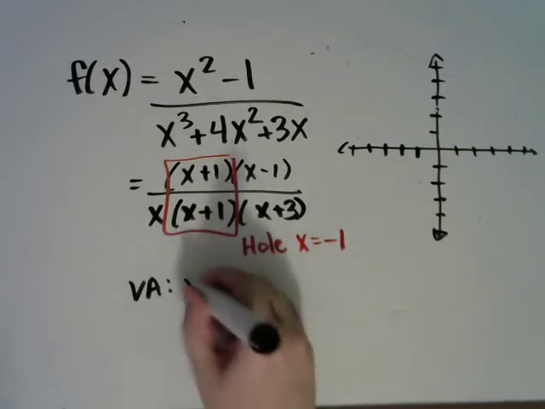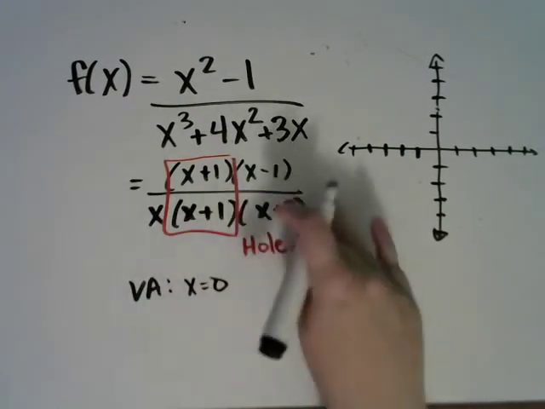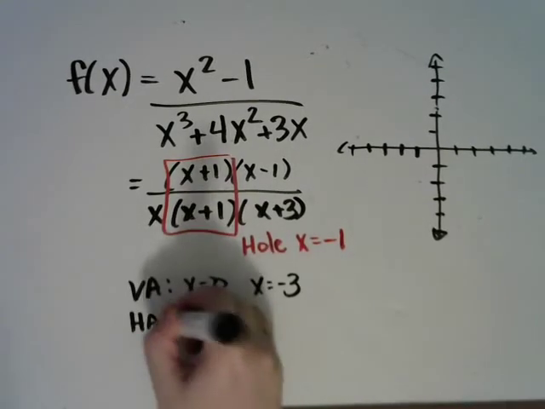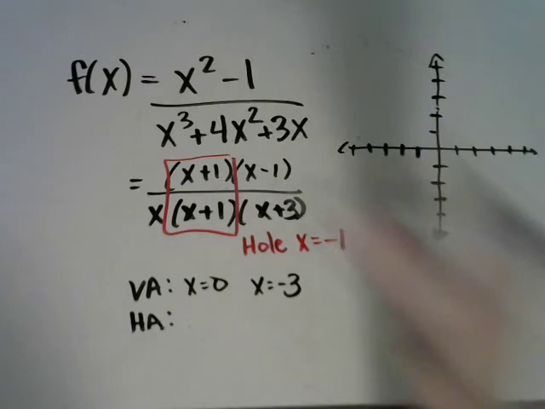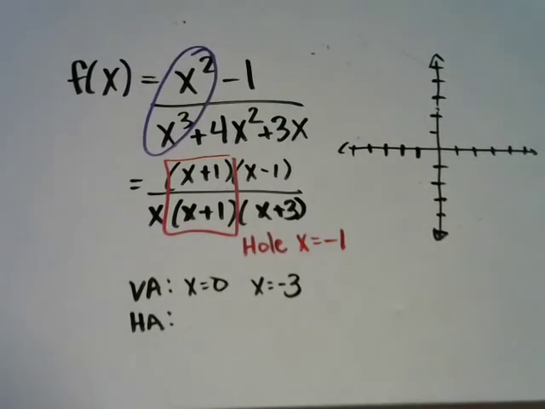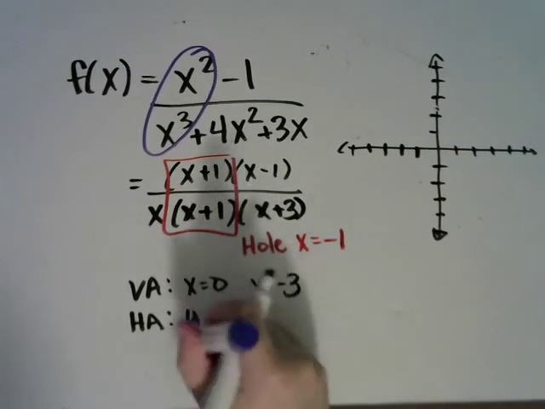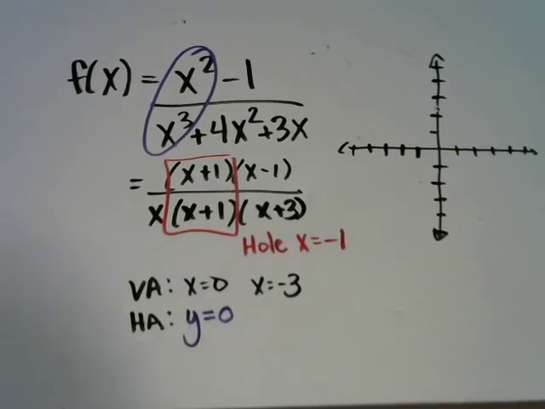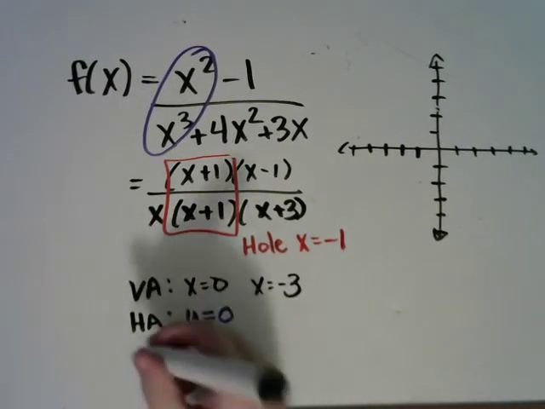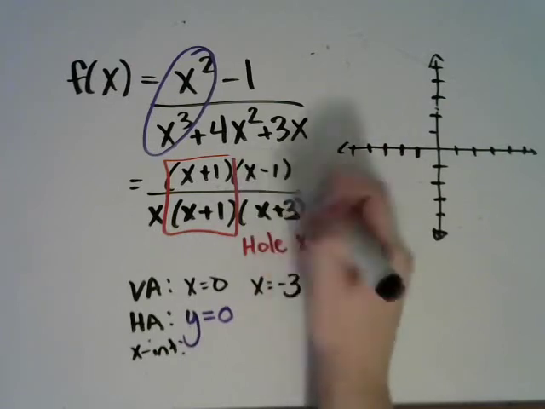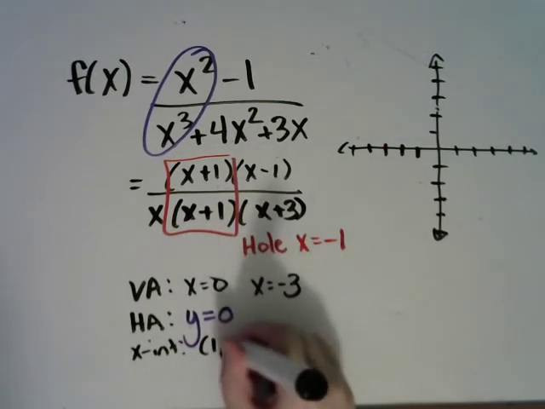My vertical asymptotes are x equals 0 and x equals negative 3. My horizontal asymptote is the comparison of the leading terms. You can see my numerator is less than my denominator, so my horizontal asymptote is defaulted to 0, or the x-axis. My x-intercepts only occur if the numerator can be 0, which it can at 1.